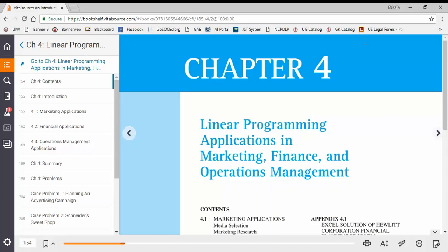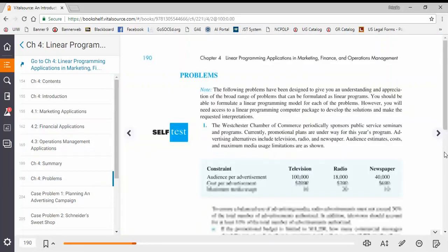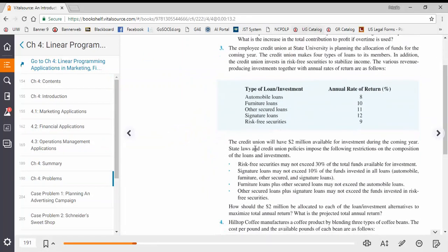Okay, so I have posted a video for problem 3. The video was a pilot for the videos that I recorded for you today. So please go ahead and read the problem, and you're gonna notice that I made a template available as usual, and I put all this information to show you where I'm getting all those numbers. For example, right here it says that the risk free securities may not exceed 30%.